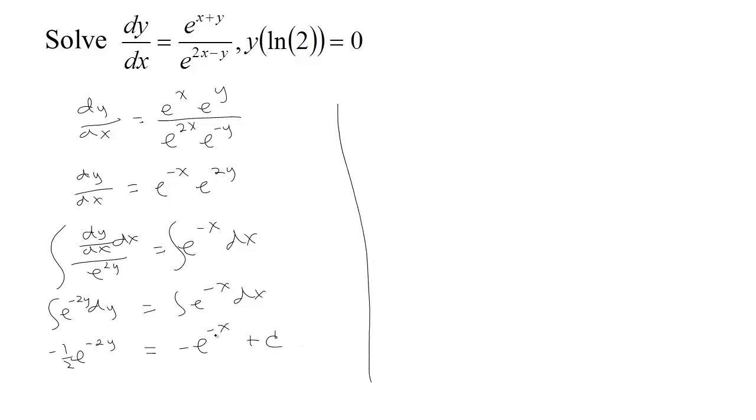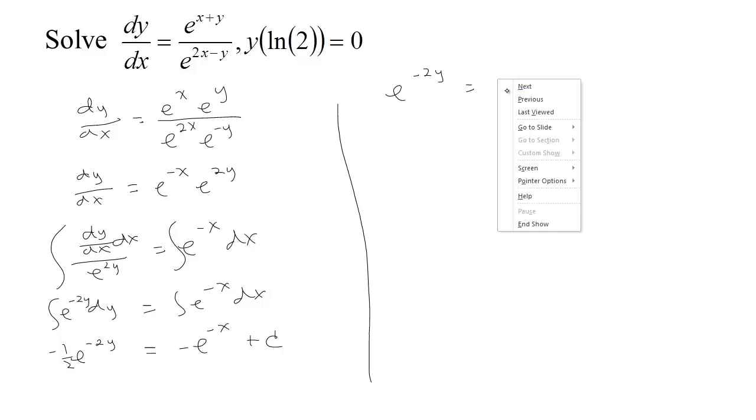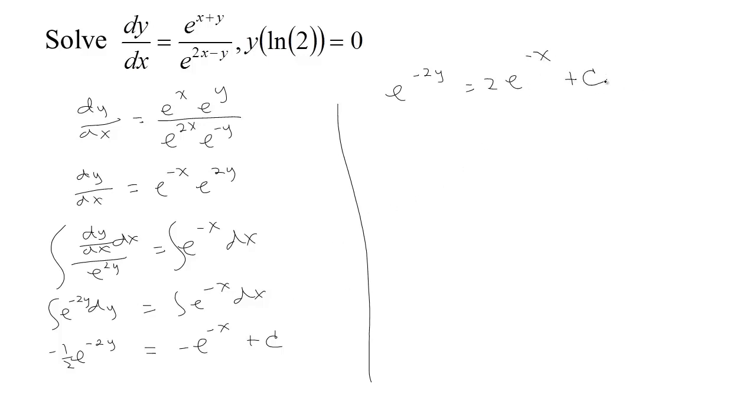Next thing would be to multiply through by negative 2. I get e to the minus 2y equals, if you take negative 2 times negative e to the minus x, you get 2e to the minus x. Negative 2 times an arbitrary constant is another arbitrary constant, so I'll just call that an arbitrary constant c. Since this is an initial value problem, this is saying that when x is ln 2, y is 0. Now would be a good time to solve for my constant c.